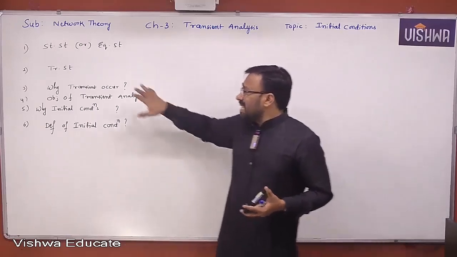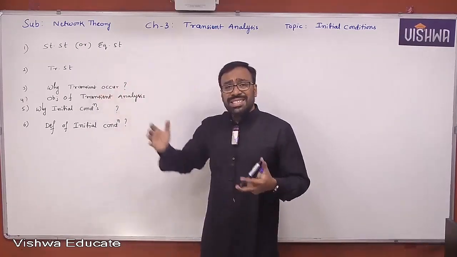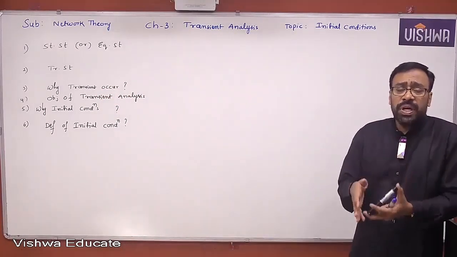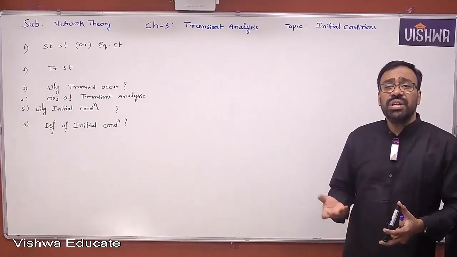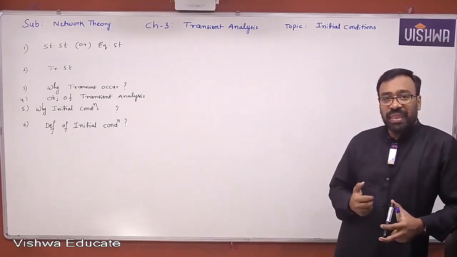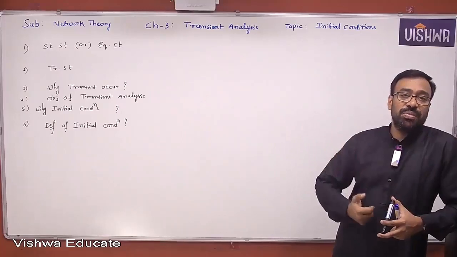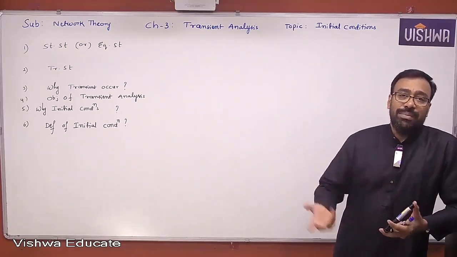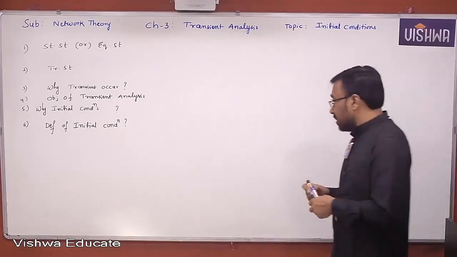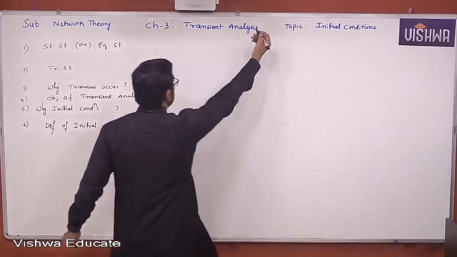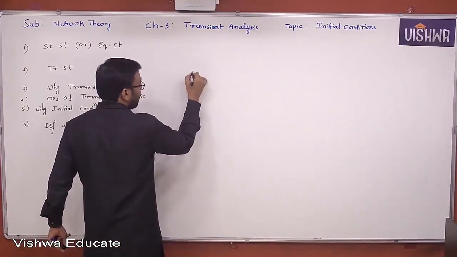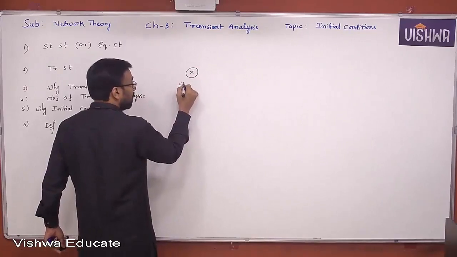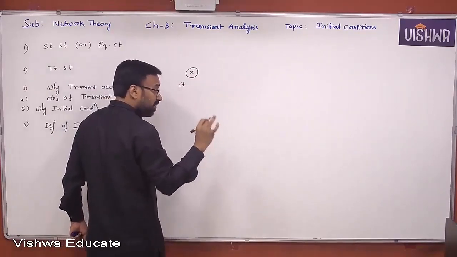Now, what about the transient state? It is a state of the system in which the output of the particular system is changing with respect to time. Then the system is said to be in transient state or dynamic state. So it's very clear. Initially, the system is in steady state. Usually, any stable system will definitely reach a steady state.